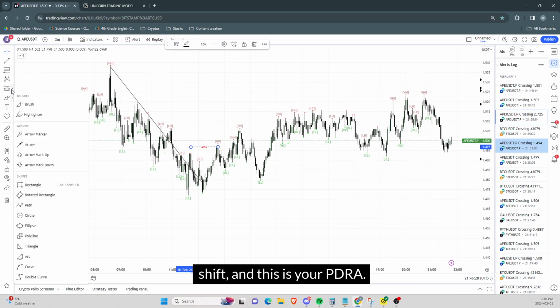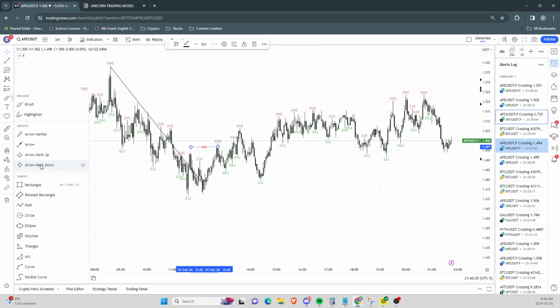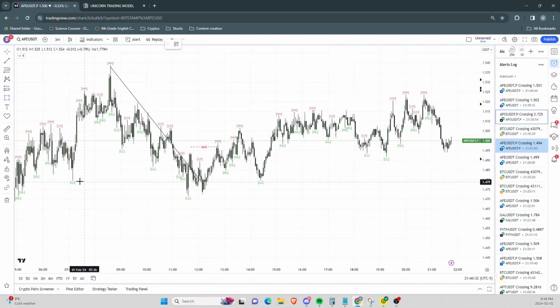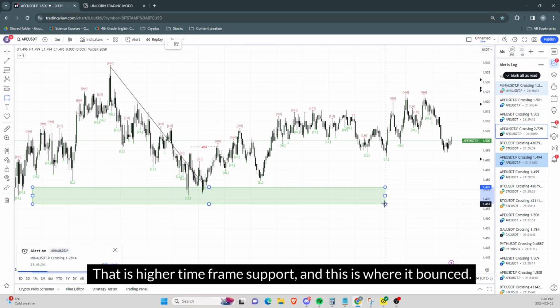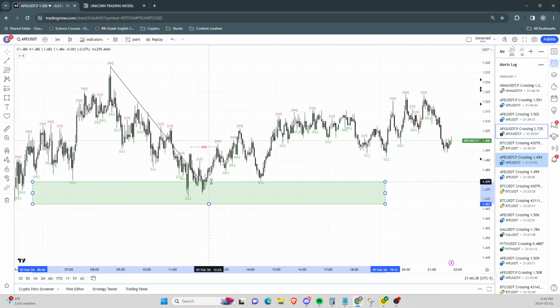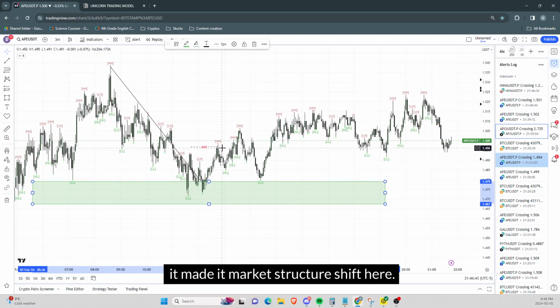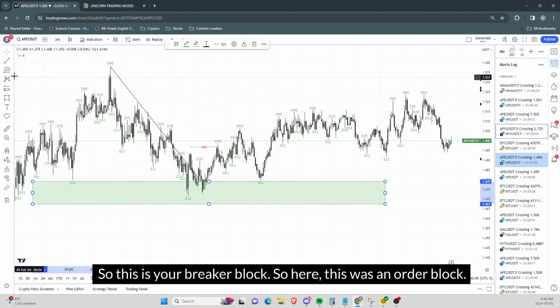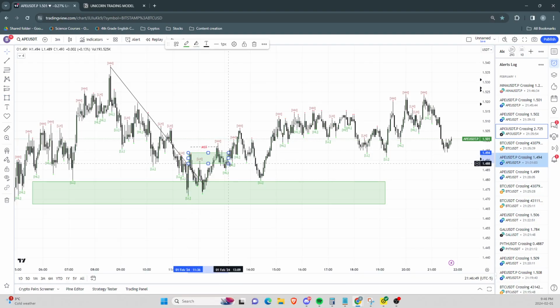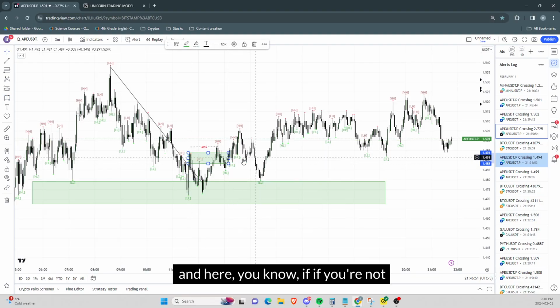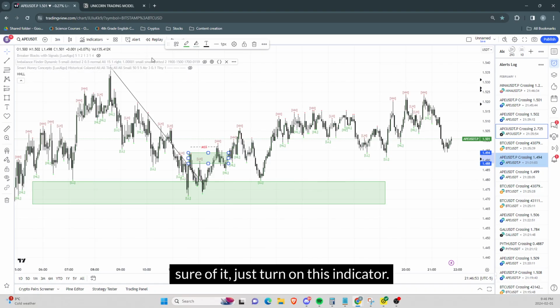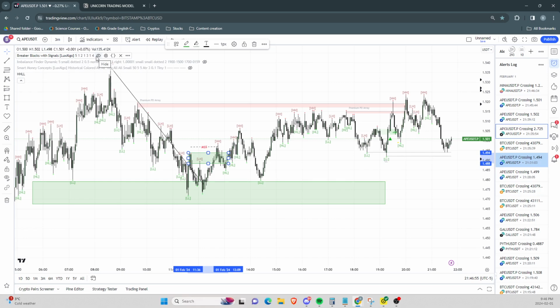And this is your PDRA. That is higher time frame support, and this is where it bounced. It bounced off of here and it made a market structure shift here. So this is your breaker block. Here, this was an order block. And if you're not sure of it, just turn on this indicator.